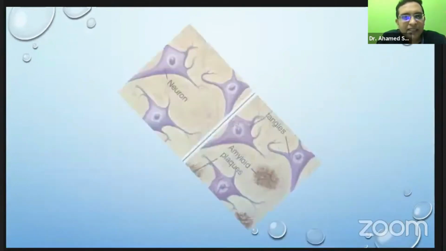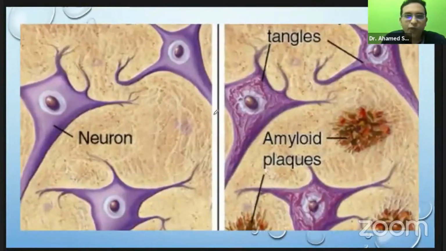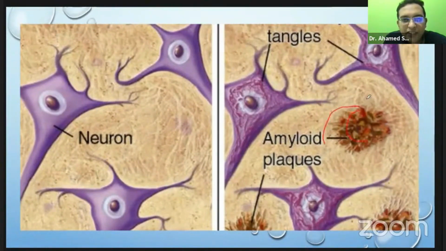As we can see here, in normal neurons there is nothing you can see. But in Alzheimer's disease, you can see these amyloid plaques, which are extracellular. These are neurons, so extraneuronal or extracellular. And neurofibrillary tangles, NFTs, are within the neurons, so intraneuronal or intracellular. These can come as true or false kind of questions. So amyloid plaques are extracellular, neurofibrillary tangles are intracellular.